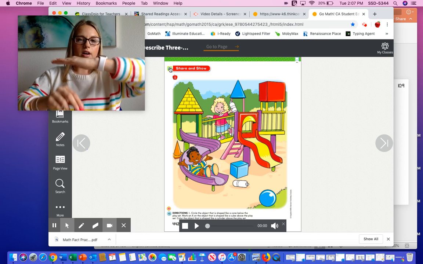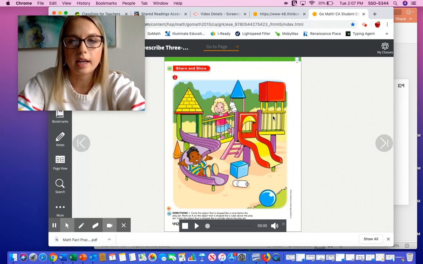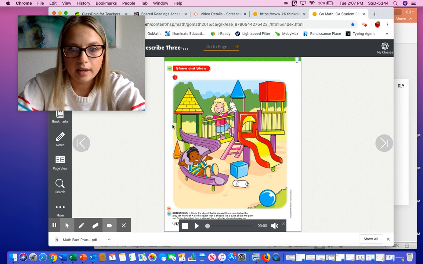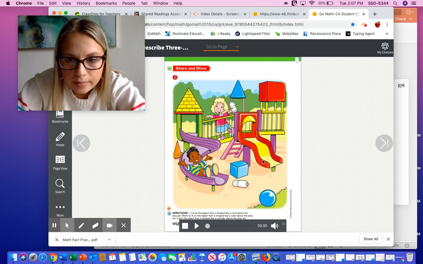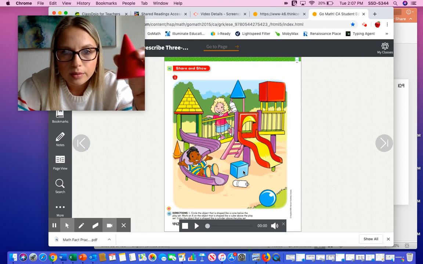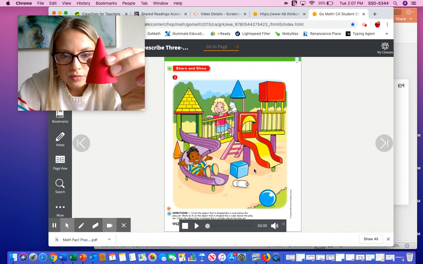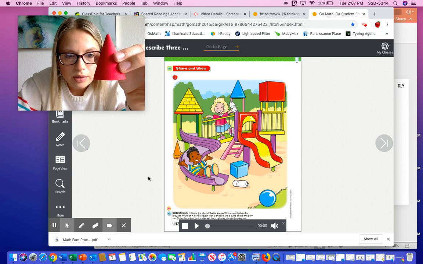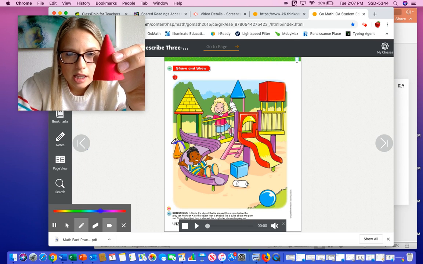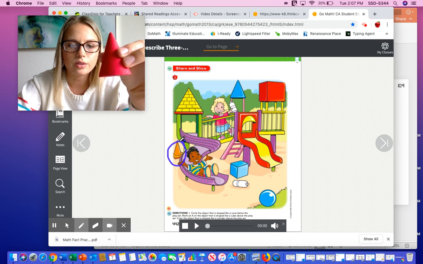So let's find a cone that's below the playset. Here's the playset here. Looking for a cone that's on the floor below. Anything that looks like a cone? Anything? Oh, there's one right there. And that's below the playset. So go ahead and circle it.